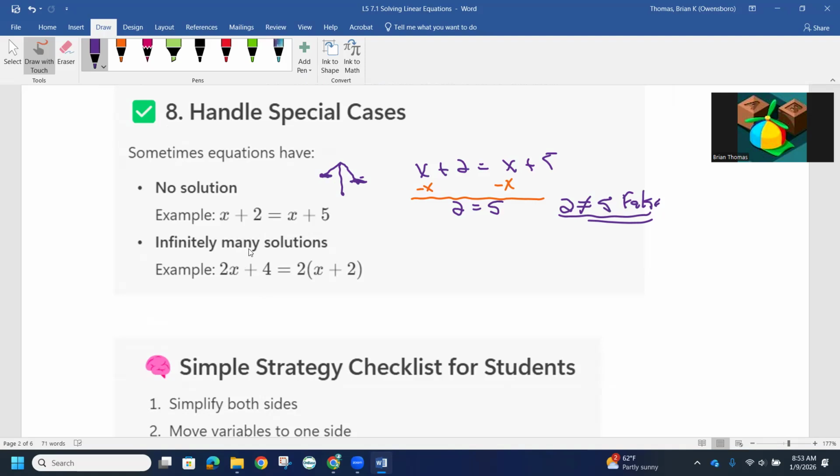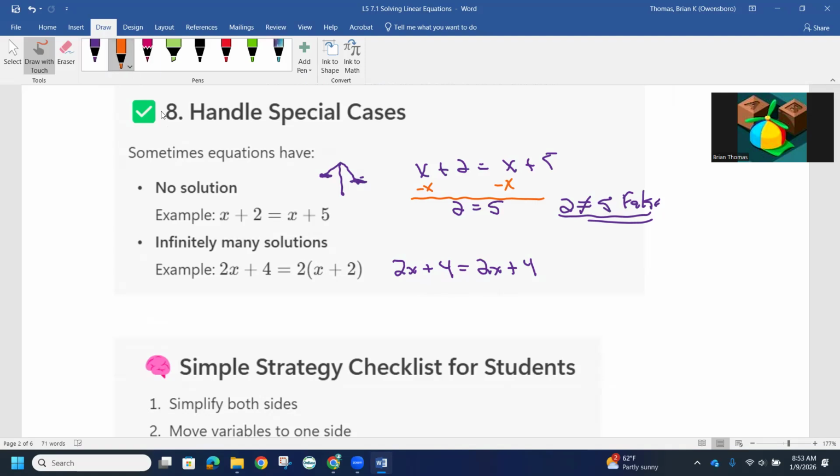Sometimes we find that there are infinitely many solutions. If I look at this equation, I have 2x plus 4 over here. Over here, I could multiply the 2 through the parentheses. To remove the parentheses, I can distribute the 2 through the parentheses, and that's going to be this 2x plus this 4. Notice how the left side and the right side are equal. So that tells me that it doesn't matter what x is, each side is always going to be balanced.